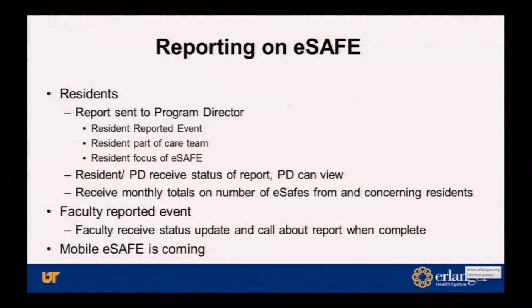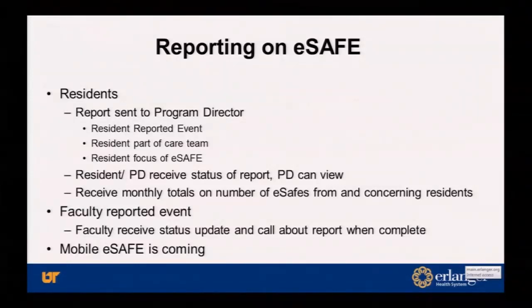The other thing that's a little different now is that instead of just knowing when it first goes in, there's also a status report. Jackie, has that started now? So there should be a status update on every eSafe that you've put in, so that you will know where it is in the system and what's going on with it. When that eSafe is finished and complete, the program director can then go back in again and tell you what the findings were on that eSafe and that investigation. Faculty, the same way, get a status update, and when the report is complete, they are also notified. They can then call anybody in the quality department to find out what the results of that eSafe were.